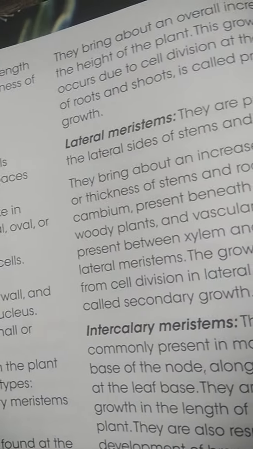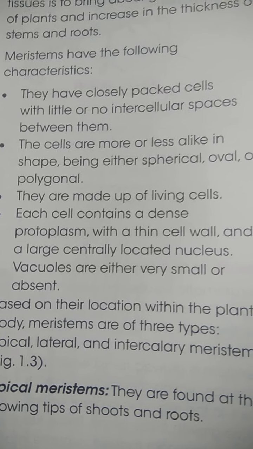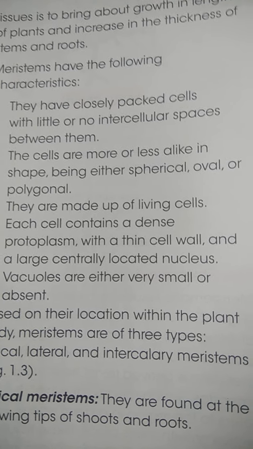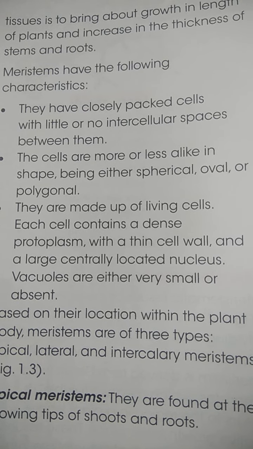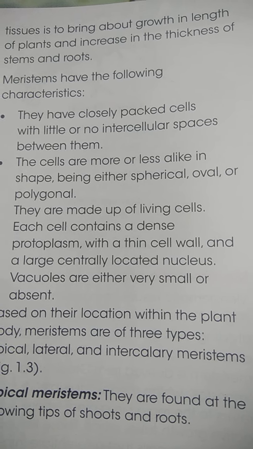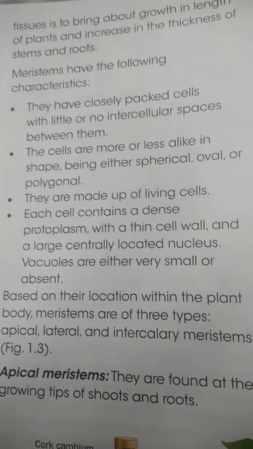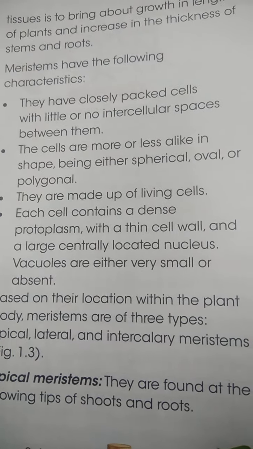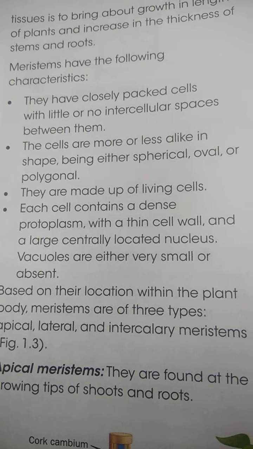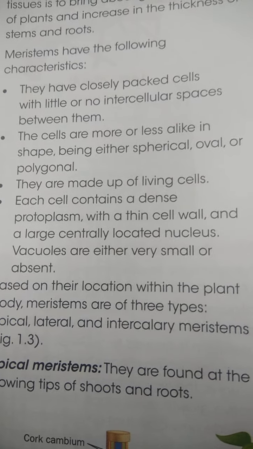Meristem has the following characteristics: they have closely packed cells with little or no intercellular spaces between them. The cells are more or less alike in shape, being either spherical, oval, or polygonal. So they usually have the same shape. They are living cells, and they contain dense protoplasm. Protoplasm, nucleus plus cytoplasm, is known as protoplasm.